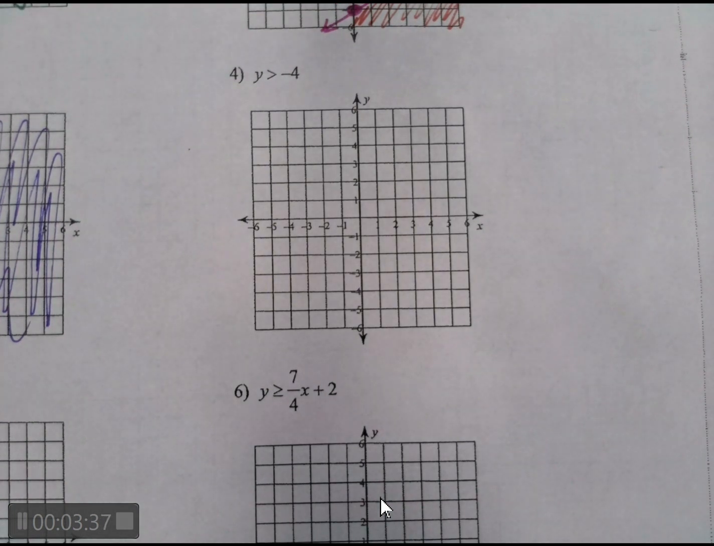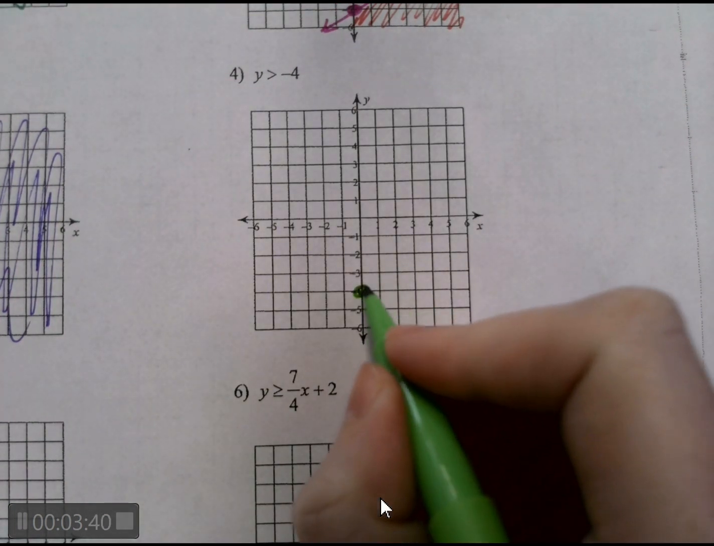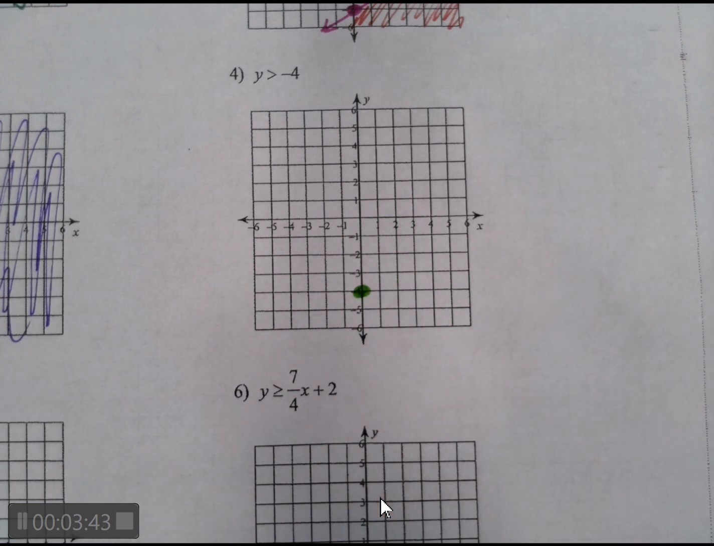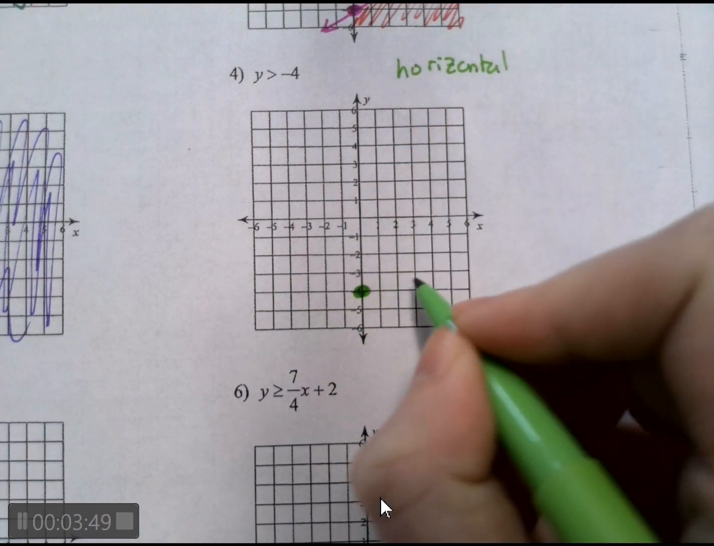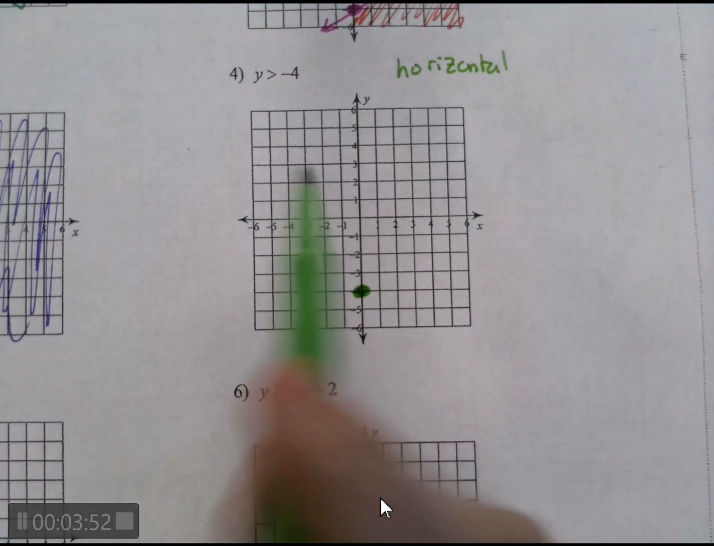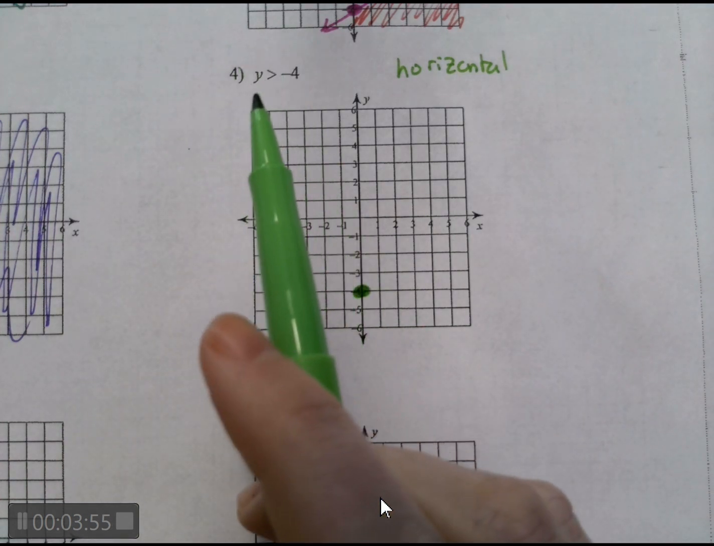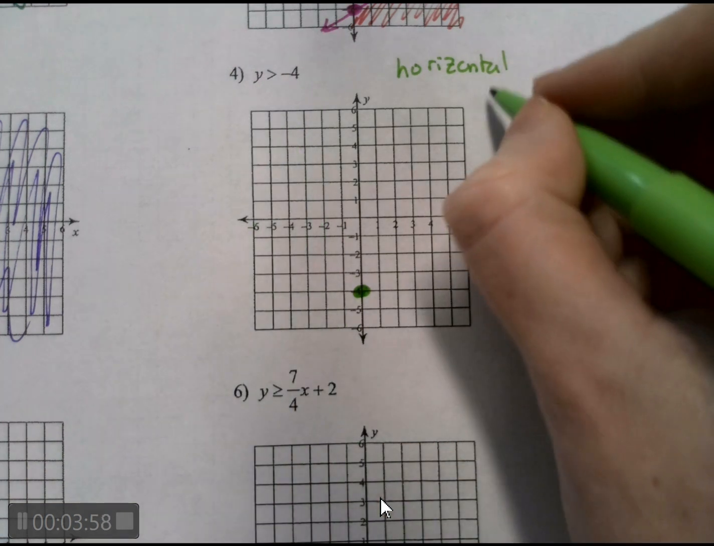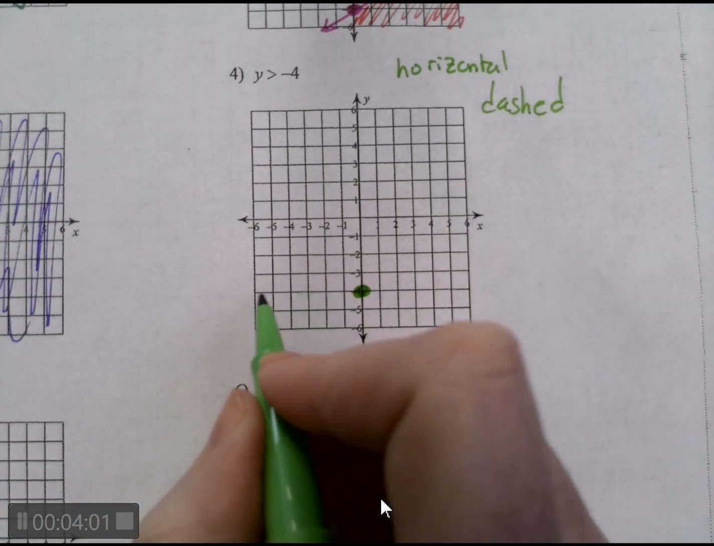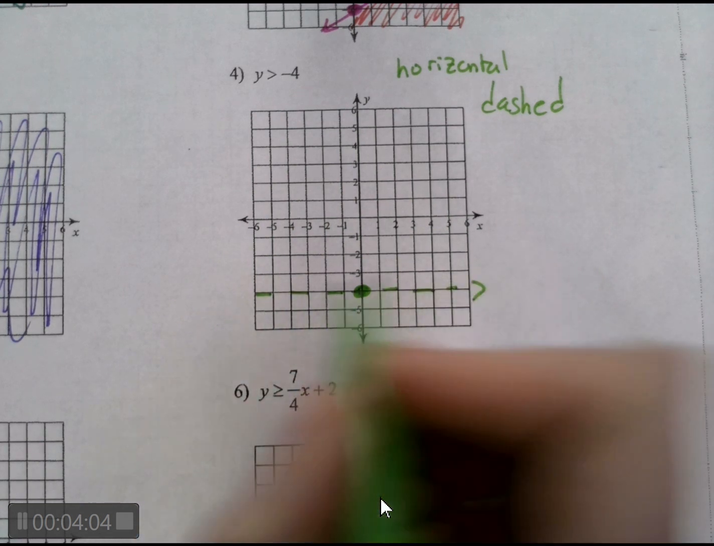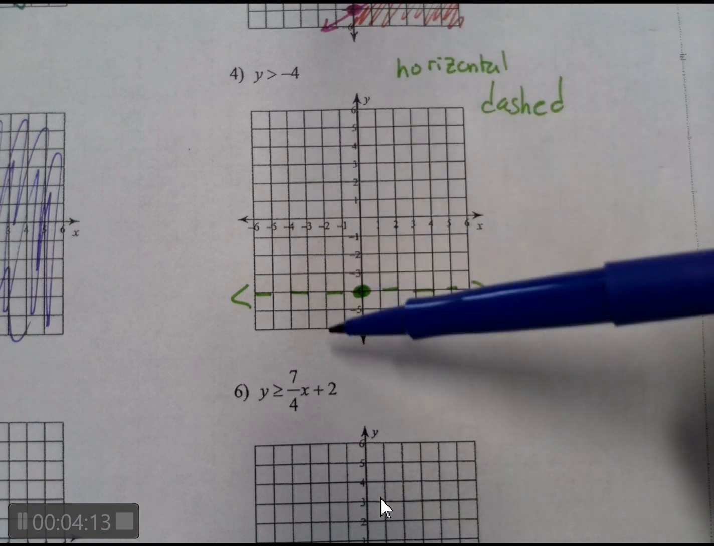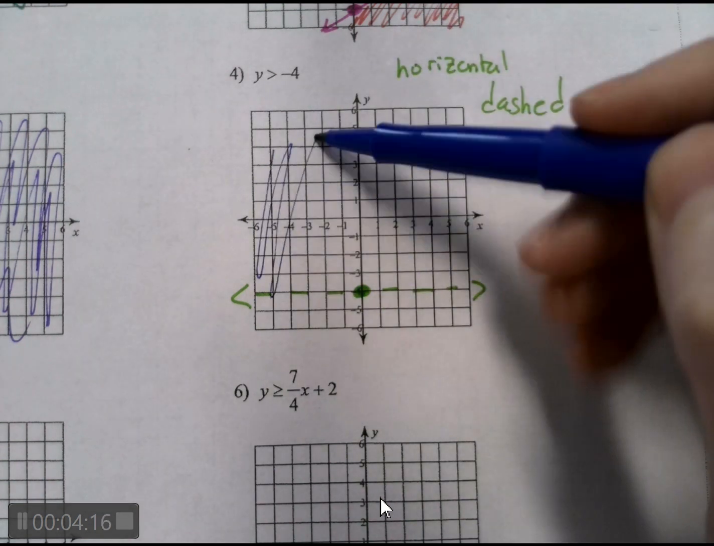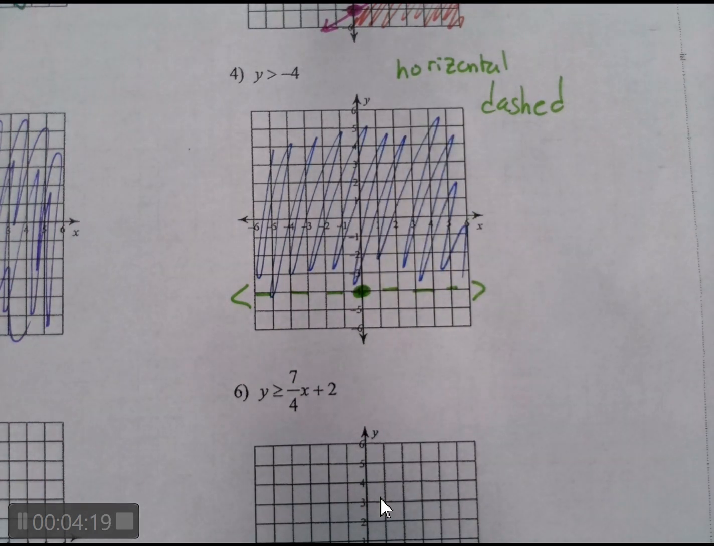Alrighty. Y equals negative 4. So we're going to go to y equals negative 4. And since this is a horizontal line, all of our points are going to be horizontal. And since there is no line underneath, we're going to have a dashed line. So we have dashed, horizontal, okay? And y is greater than negative 4. So am I going to shade above or below? I'm going to shade above.